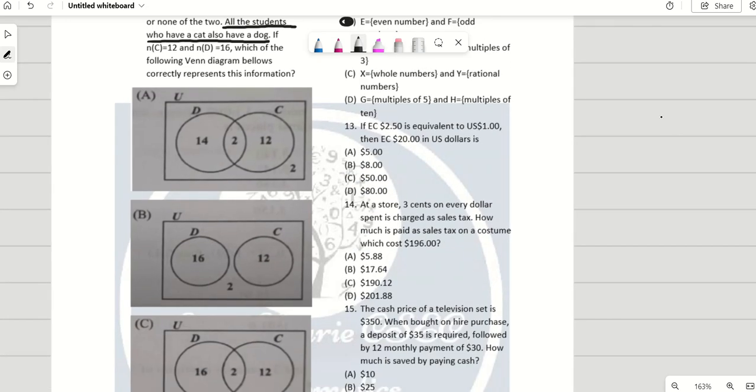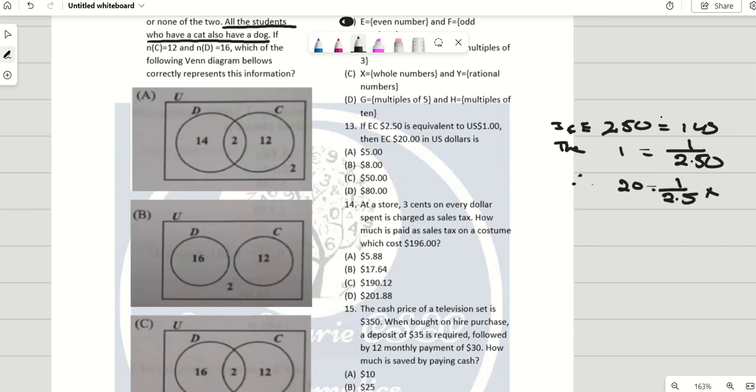13, if EC, right, if $2.50 is equal to 1 US, then what is 20 EC? So we do our if, then, and therefore. If $2.50 is 1 US, then 1 EC would be 1 over 2.5. Therefore, 20 would be 1 over 2.5 multiplied by 20, right? You can do this. So that is 20 divided by 2.5.